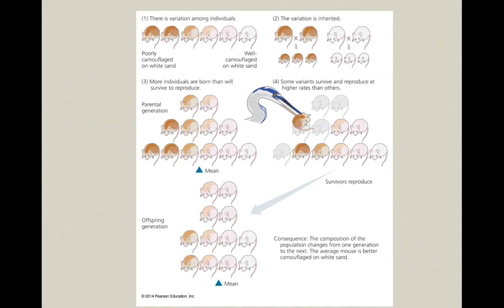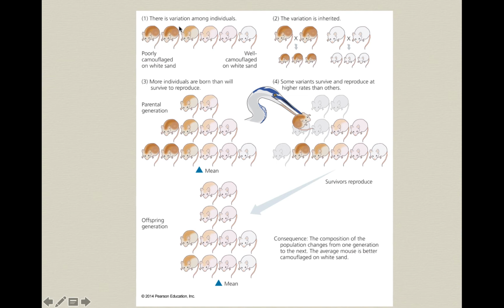Here's another example of natural selection. So we see a population of mice that range in some phenotype. We have some that are dark, kind of brownish, some that are very white, more camouflaged, given that they're living in a white sandy environment. Those with the darker pelage in a white sandy environment are going to stand out more, and so they're going to be poorly camouflaged.